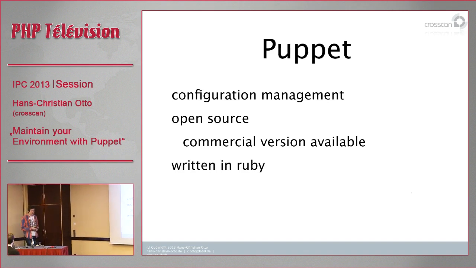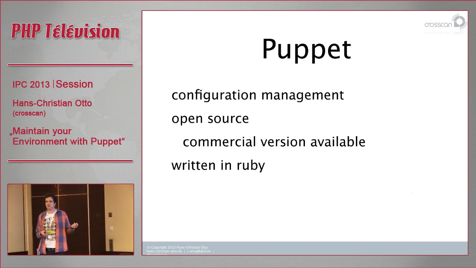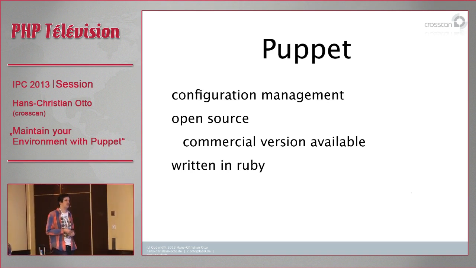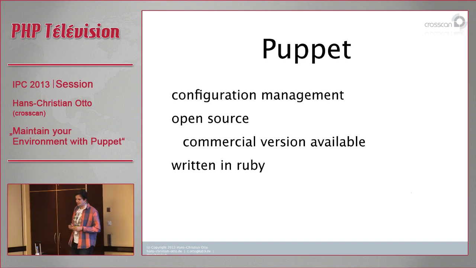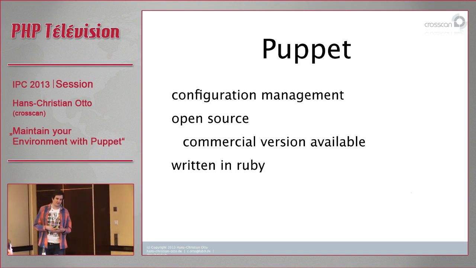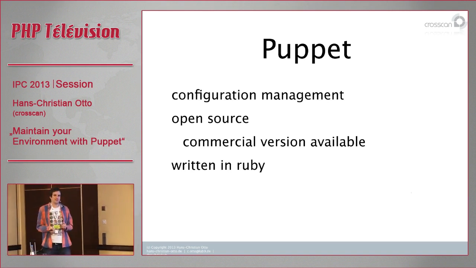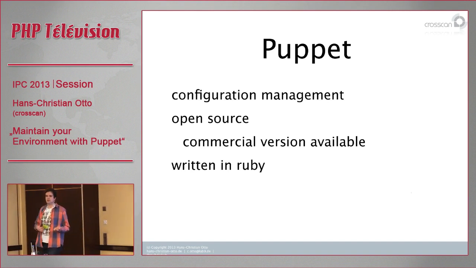Puppet is written in Ruby. I think it's important to mention this at a PHP conference. I think there's no alternative to Puppet which was written in PHP, which is weird. PHP developers tend to rewrite everything in PHP, but they didn't for Puppet as far as I know. And it's not really that bad that it's written in Ruby, because the Puppet manifest, the source code that we write, is not written in Ruby. That's a difference to Chef, where you have to write Ruby code all the time.